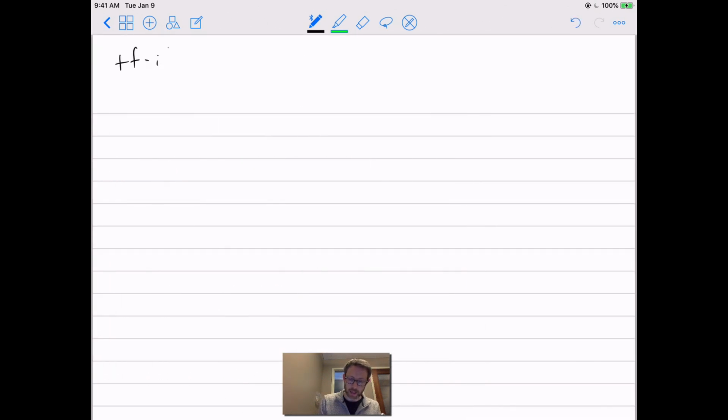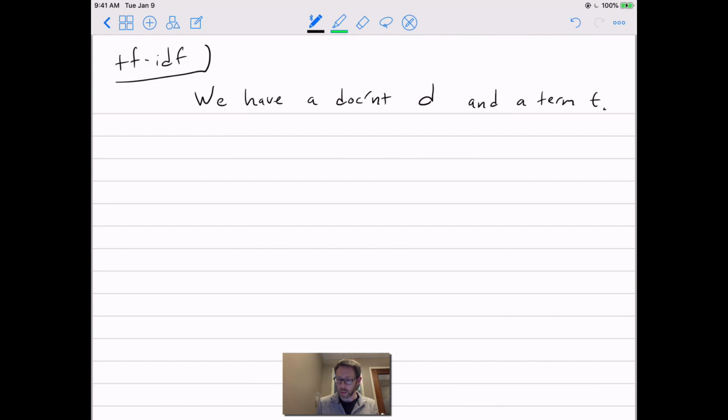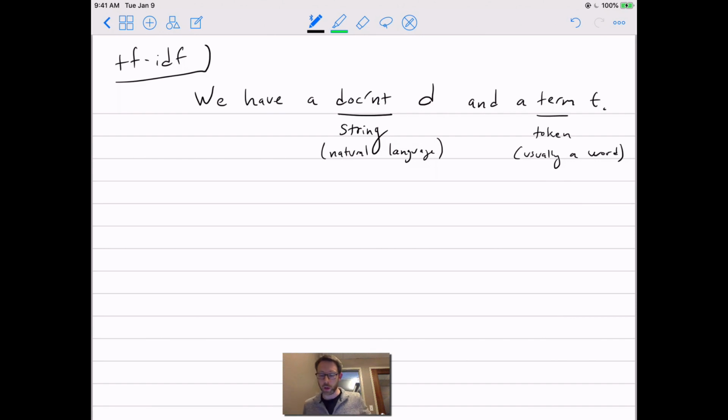So let's actually define Tf-Idf. Let's say we have a document D and a term T. A document, as a programmer, you think of as a string with natural language data, such as English or Chinese, whatever your language is. And then a term is the same as a token, usually a word, but it could be, for example, a phrase or a subword.